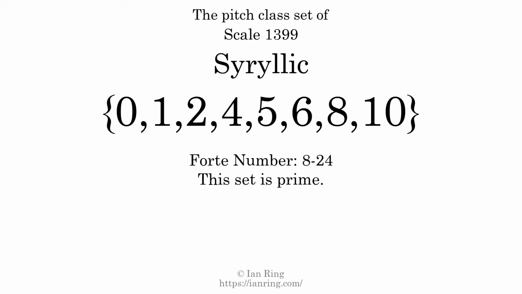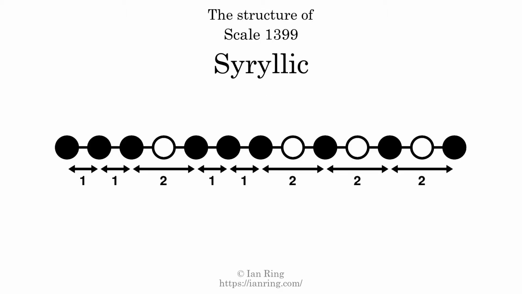This set is prime. The structure of a scale is a description of the interval distance between each successive tone. This scale has a structure of 1, 1, 2, 1, 1, 2, 2, 2.